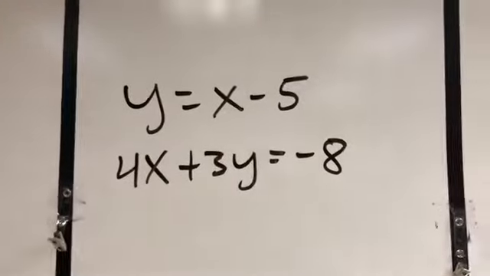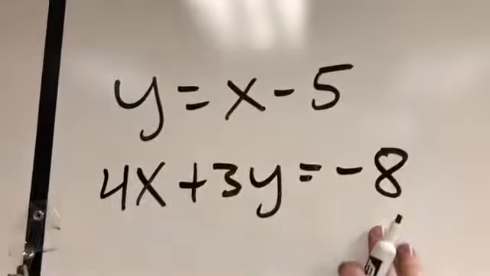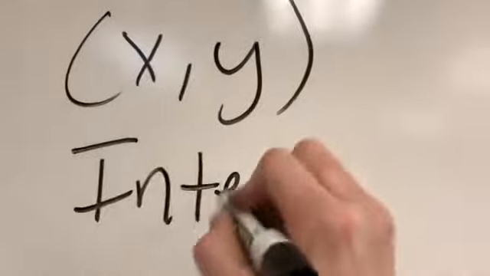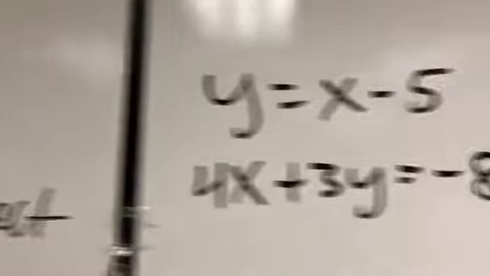The next level of systems of equations. So remember, a system of equations just means that we have two different equations. And if you want to find the solution, it's the x, y point where they intersect, where they hit each other on the graph. Okay, so we're looking for an x and a y value for our final answer.